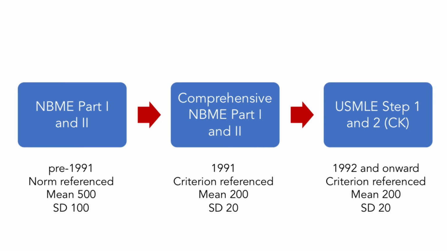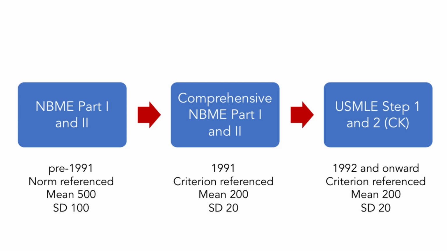And so in the early 1990s, that's exactly what happened. The old NBME Part 1 and Part 2 exams were transitioned into something called the comprehensive NBME Part 1 and Part 2 exams. And the difference was more than a name. There was a different scaled score. Instead of the old 500 with a standard deviation of 100, there was now a mean of 200 and a standard deviation of 20, the same scale that we use today.